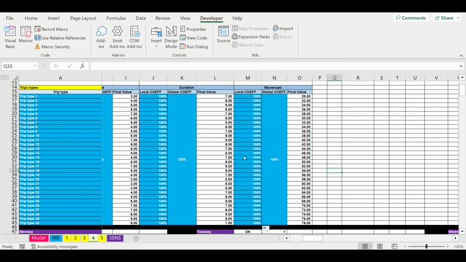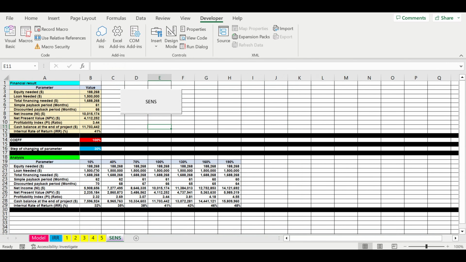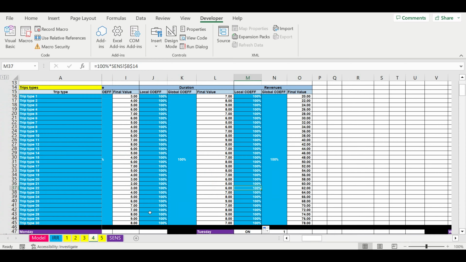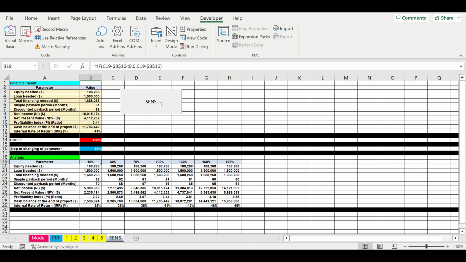So we will be testing our business idea. What will happen if the revenues of the car number 4, trip type from 15 to 30, will increase or decrease with the step of 30%. So this is the increase of revenues of the car number 4, and this is if we take 70%, 40% or 10% of current revenues of car number 4. Now let's press Sense.